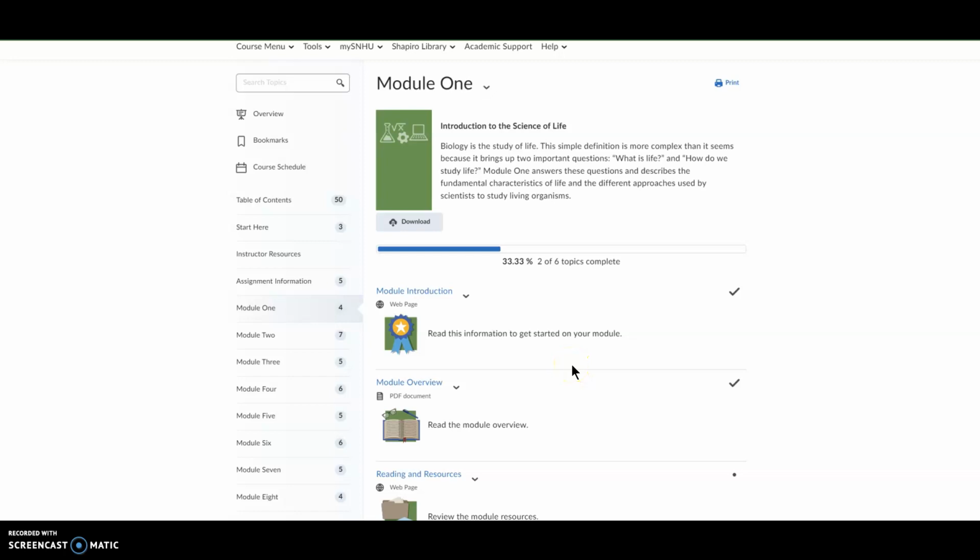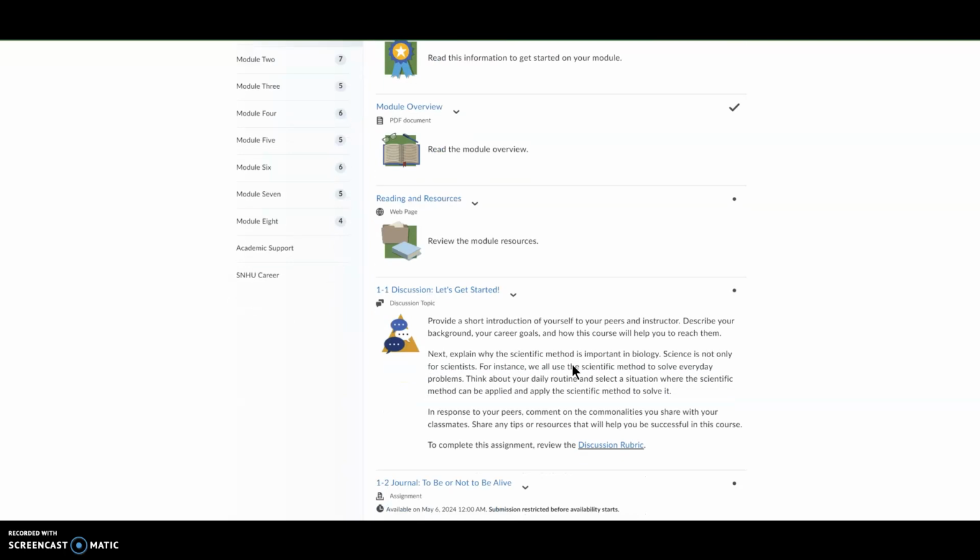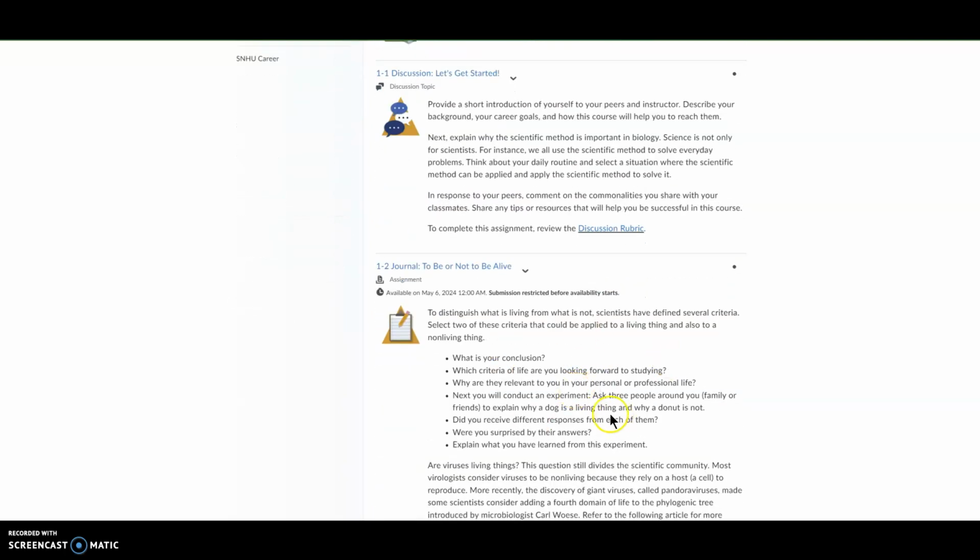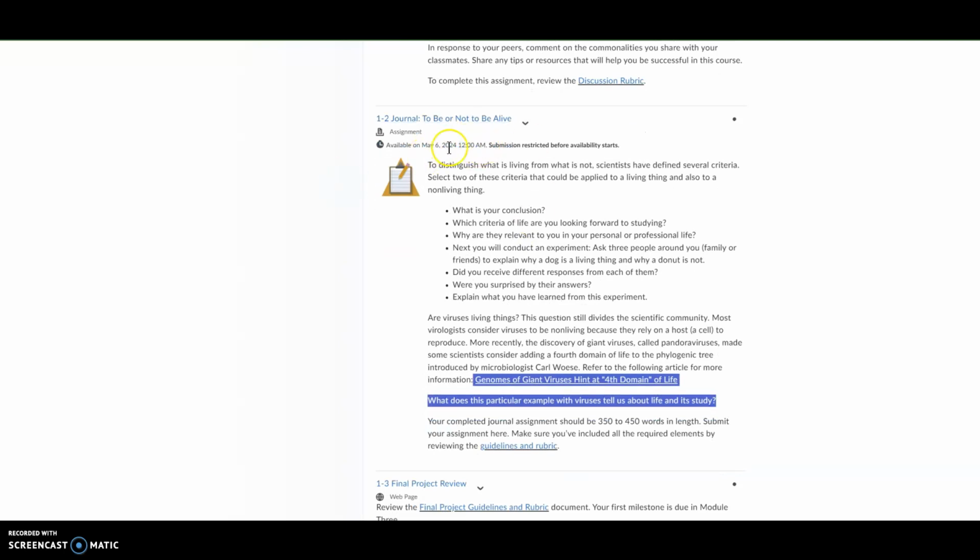Everyone, it's Professor Kettler. I'm going to go over your journal assignment for this week because the information that is in the module can be a little confusing about how to complete the assignment. So if you go into Module 1 and you scroll down to the bottom, this is where it gives you the instructions for the journal assignment and what questions you're supposed to answer.